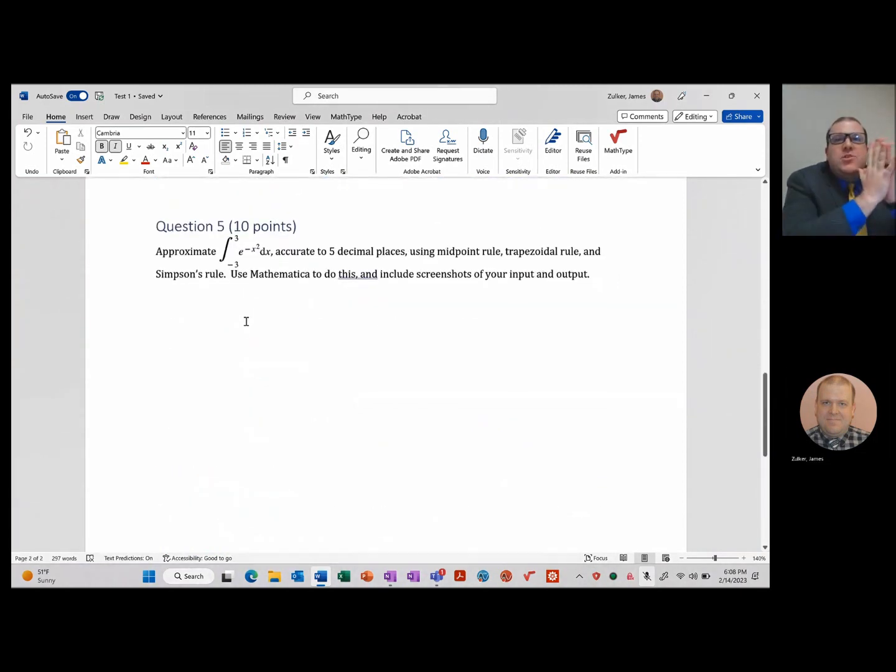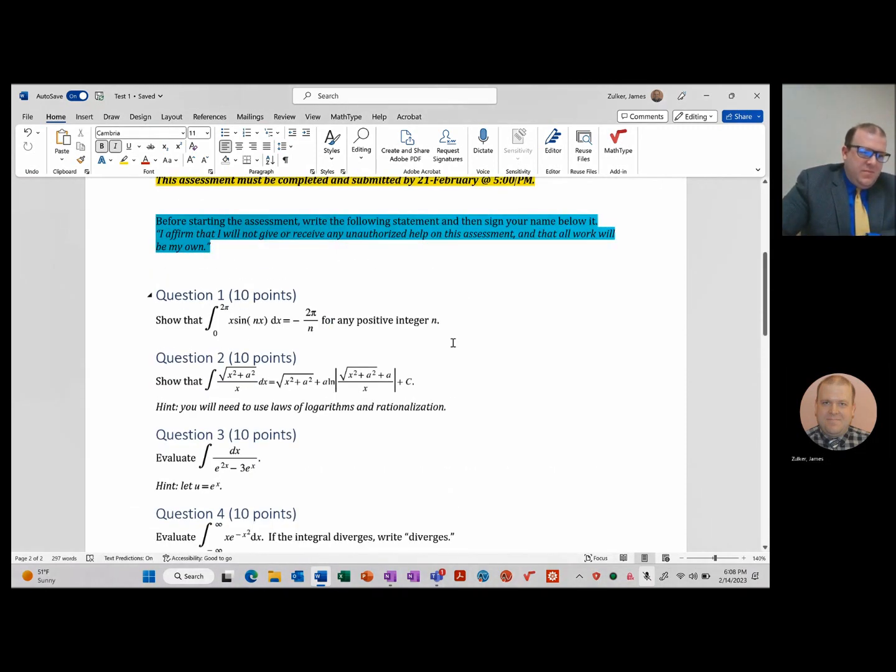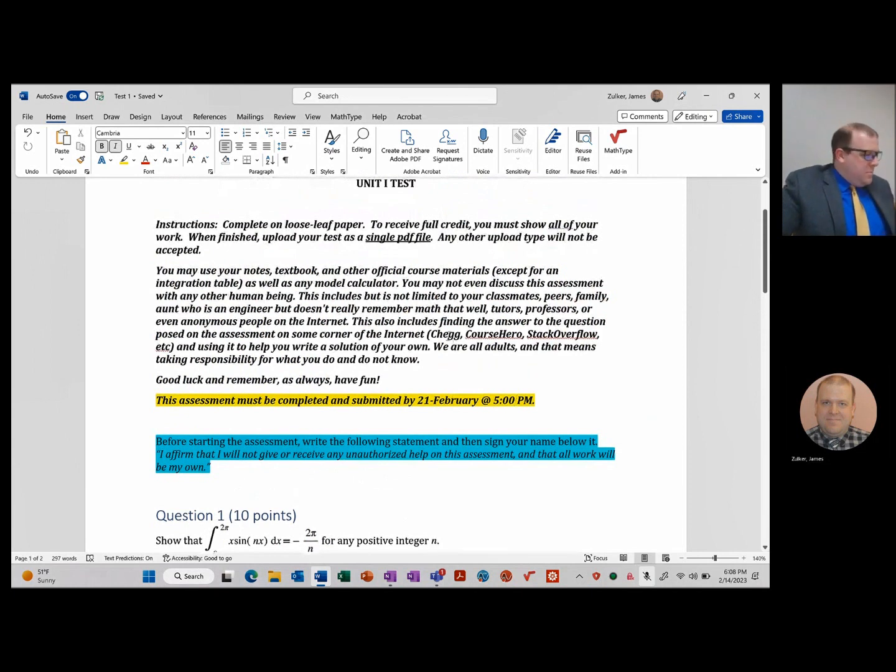Question 5, you can upload a screenshot of your Mathematica file separately. You want to upload it as a JPEG or Word doc, whatever. Just make sure in the title it's clearly labeled if it's for question 5. Any other test file upload type will not be accepted. I don't want multiple PDF files for each page. I just want one PDF file. And then again, like I said, for the screenshots, that can be a separate file. That's fine.